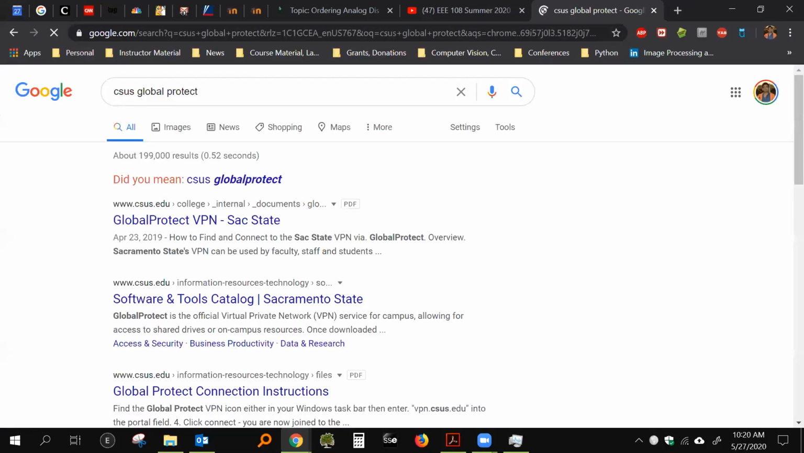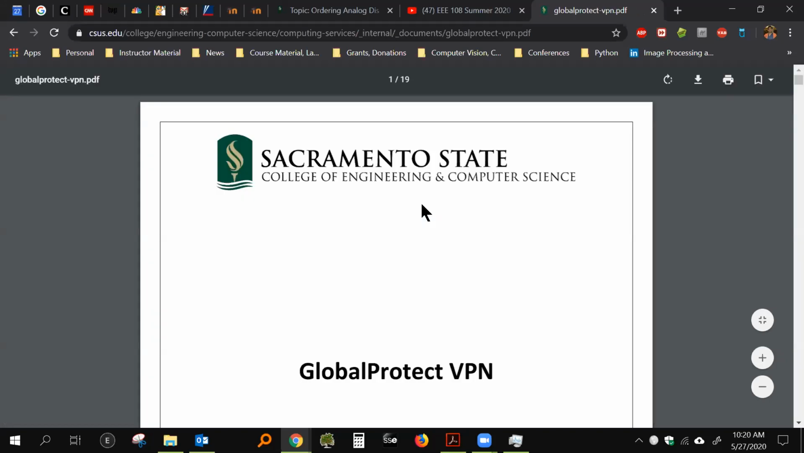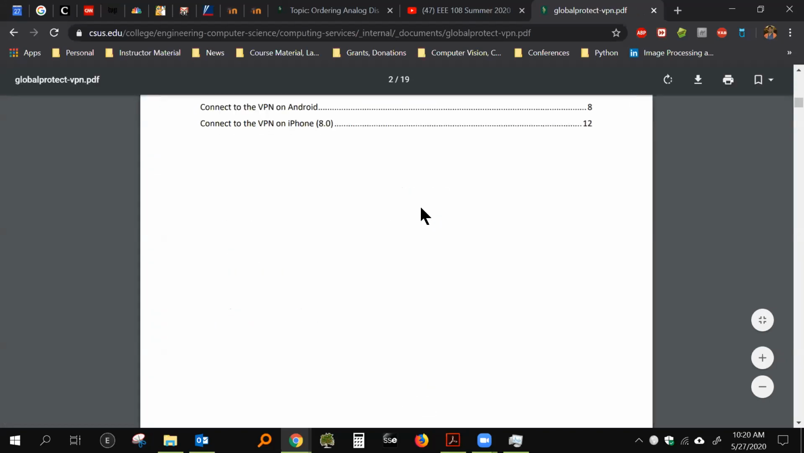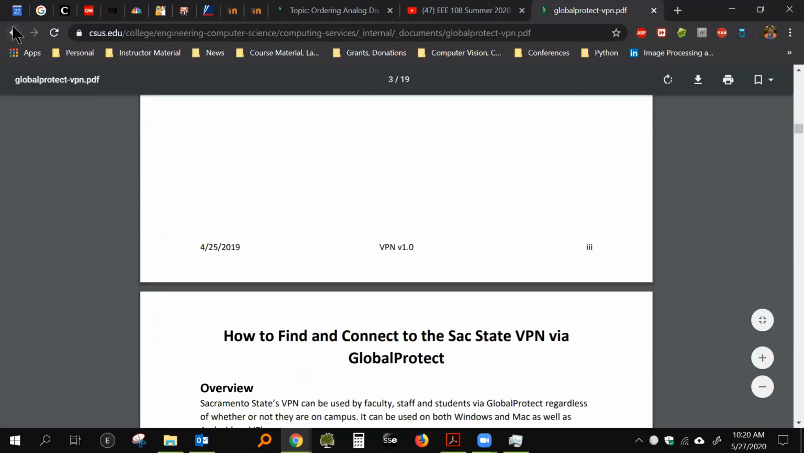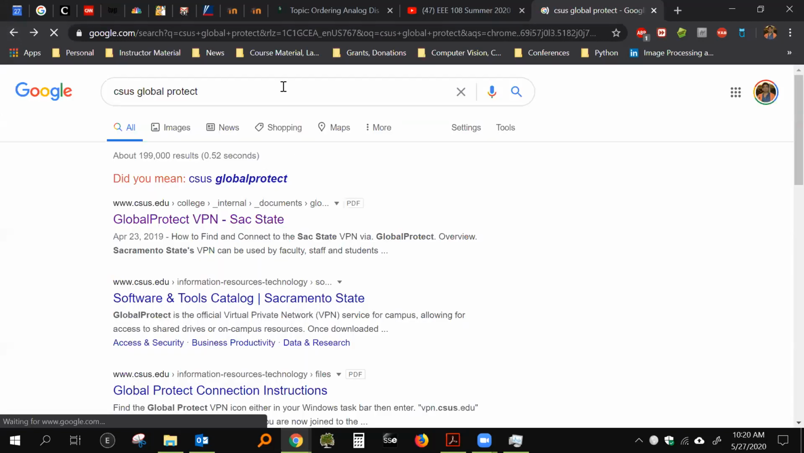Maybe I can find the VPN right here. So there is some information on where to download and how to use it. It's really easy. It's not all that difficult. Let's see, Global Protect download.